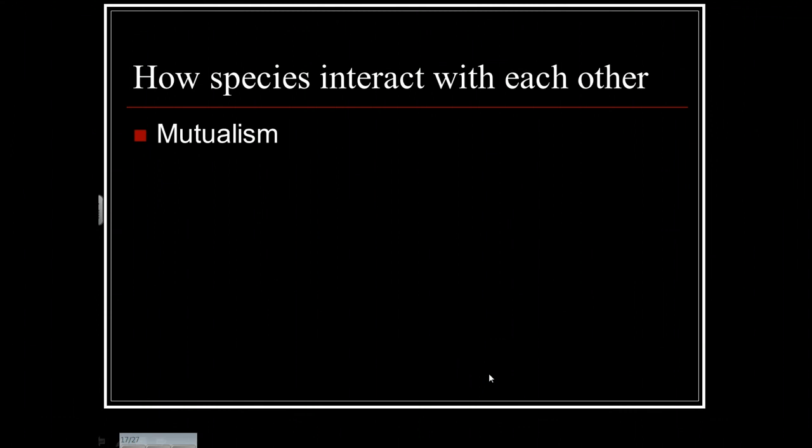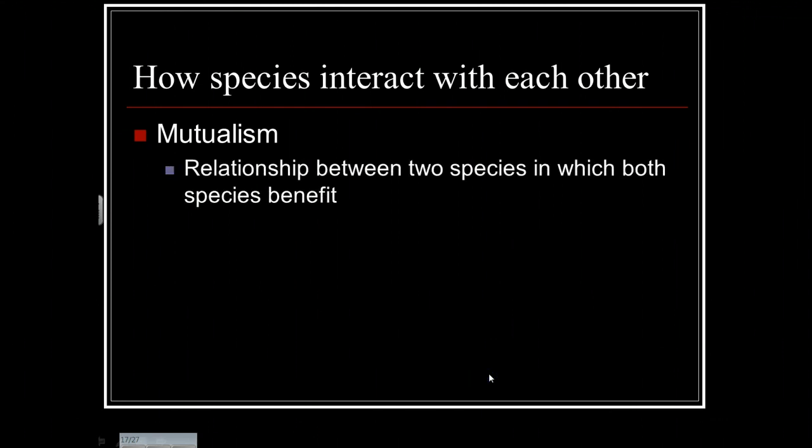Fourth type of interaction is mutualism. Mutualism is when two species are interacting, remember from the chart, and both are benefiting. Okay. An example of mutualism was, I think we had the plant and then the larvae, where the plant seeds were spread, but the larvae also provided nourishment or perhaps a place for the plant to exist.